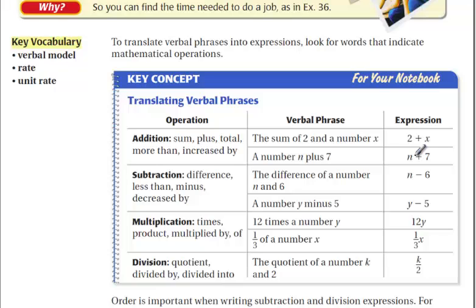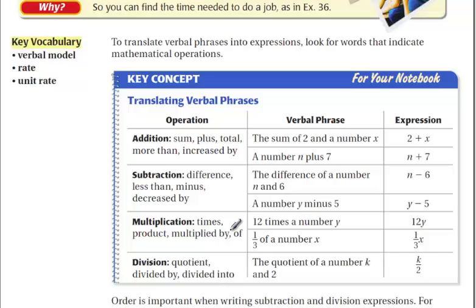We have 4 different words that represent the subtraction: difference, less than, minus, and decreased by. The difference of a number and 6, so n minus 6, and number y minus 5, y minus 5. Multiplication, we have 4 different words that represent the multiplication: times, product, multiplied by, and of. First one is 12 times a number y, 12y. 1/3 of a number x, 1/3 times x.